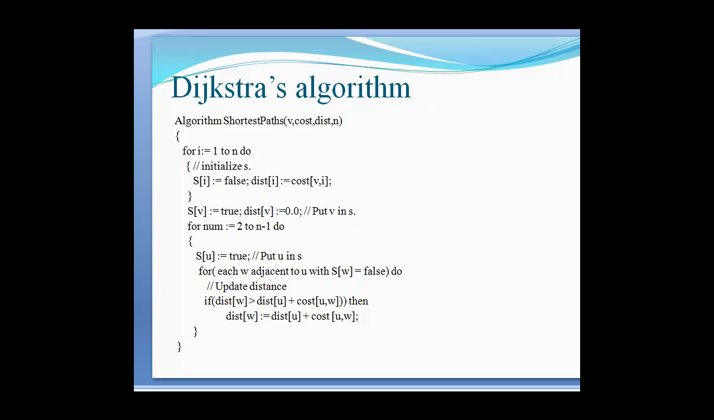Now the second for loop is for num equals 2 to n minus 1, and S of u is set to true, because u is present in S. Now the third for loop is for each w adjacent to u with S of w equals false. If distance of w is greater than distance of u plus cost of u and w, then distance of w is equal to distance of u plus cost of u and w.